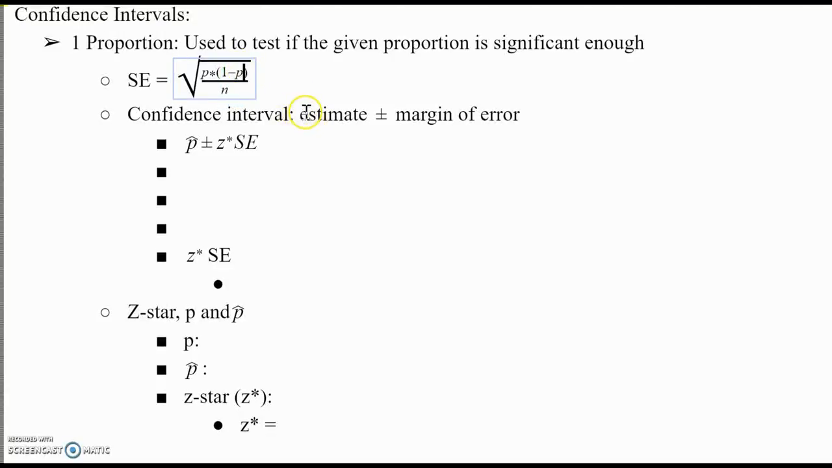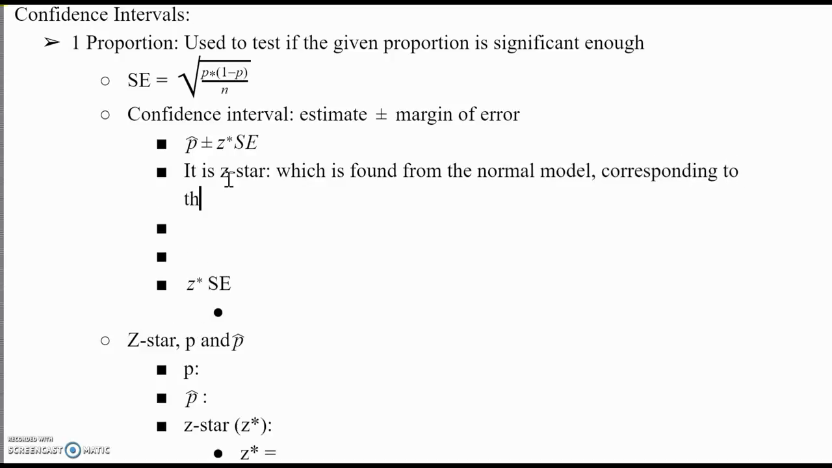Now, confidence interval is generally given as this. It's your estimate plus or minus your margin of error, because your margin of error can be positive or negative. So you want to give an interval within which you expect your values to lie. So it's p hat plus or minus z star, that's not z, so it's z star, multiplied by your standard error, which comes from here. Now, we need to talk about z star. Z star is found from the normal model corresponding to the specific confidence level. So z star is this value we assign based on our confidence level.